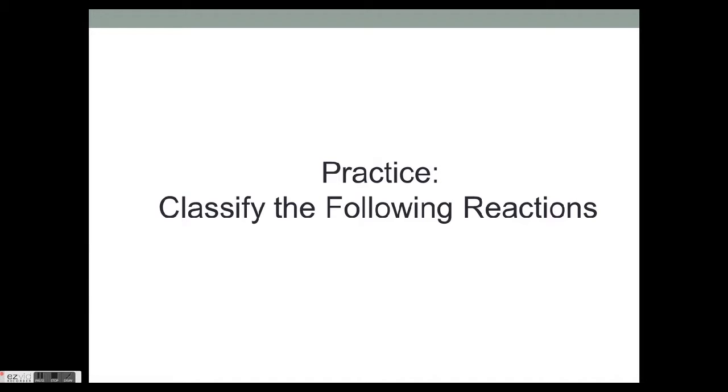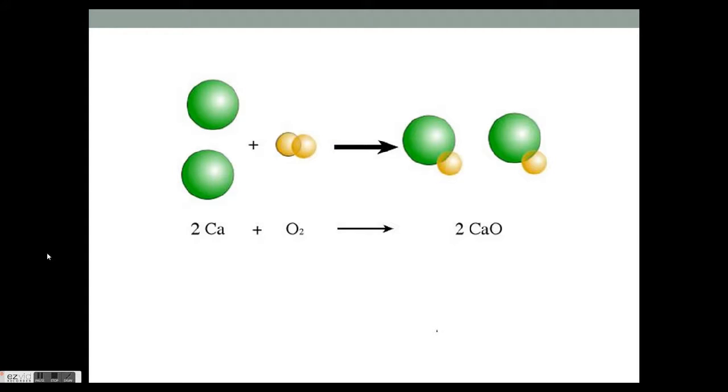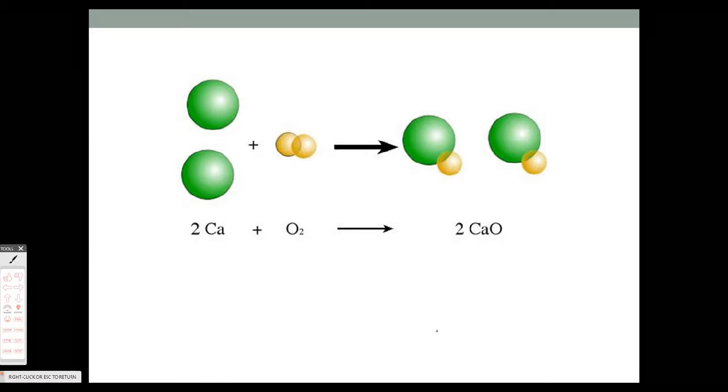So now we're going to do a little bit of practice. We're going to look at some different molecules. I'm going to draw on it a little bit to help us see. We're going to figure out what we're looking at. So for this first one, we have Ca, calcium, plus oxygen, and it's going to make CaO. So just go ahead and take a minute and think about what that might be.